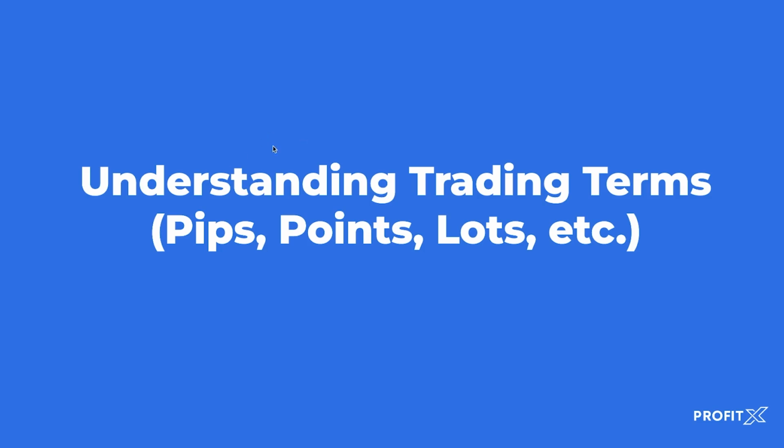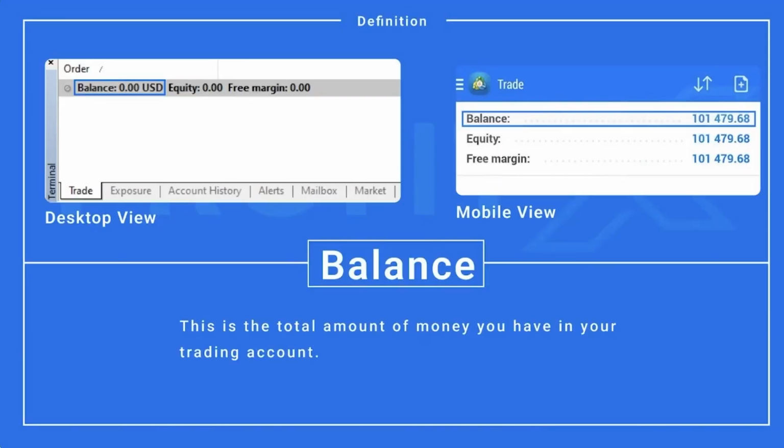So the first thing I want to talk about, now that we're talking about performance, is understanding our balance. The balance is the total amount of money you have in your trading account. That's our balance that we find right there. That's our closed P&L, closed profit and loss. If we have any floating P&L, any floating or open positions, that will not be captured in the balance. So the balance is the closed positions, closed profit and loss.